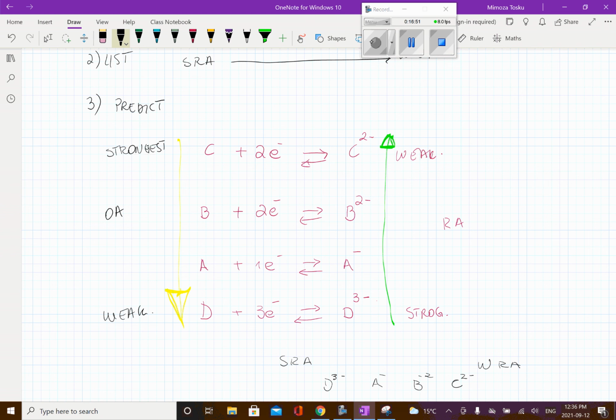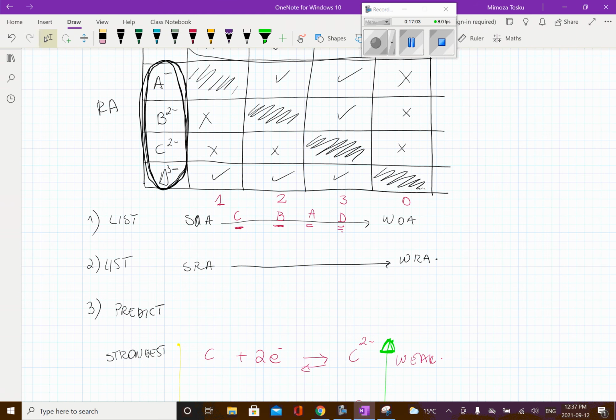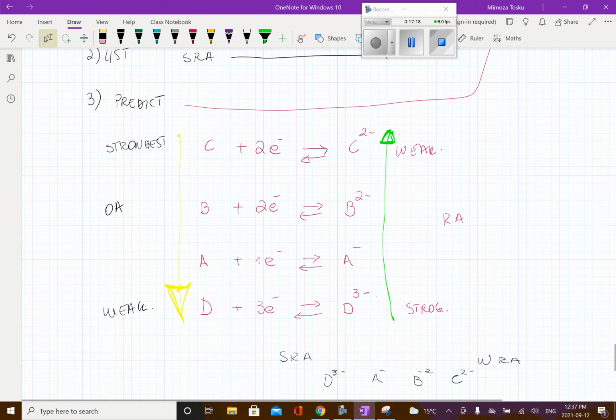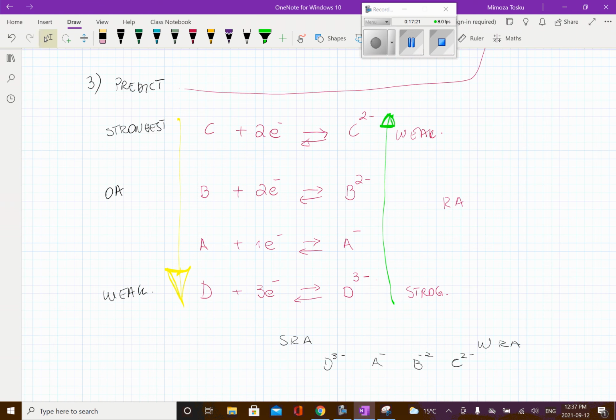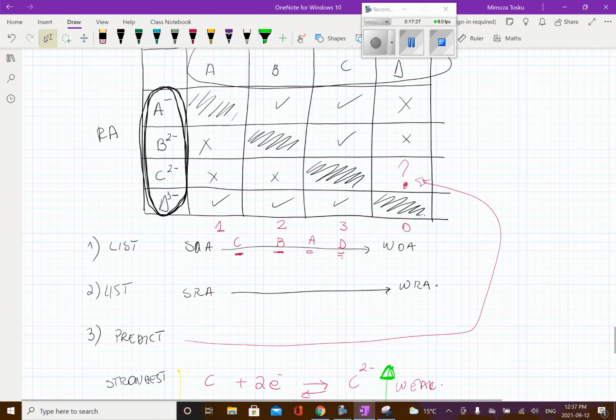Pay attention to what they are asking, from the strongest to the weakest, or from the weakest to the strongest, because that is important. Another question that they may ask is when they give you some order and ask you, will this be a reaction? So this is the predict one. Will this happen or not? Then what you have to do is build the table, and see what is happening here between C and D.